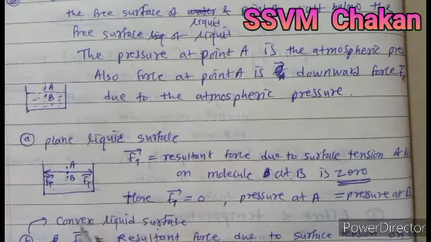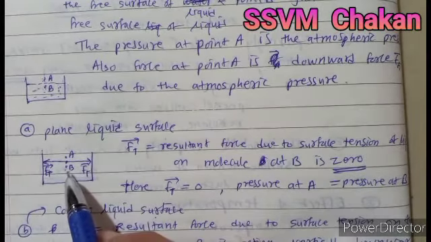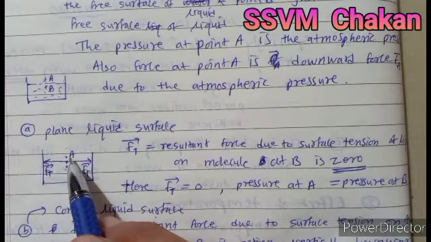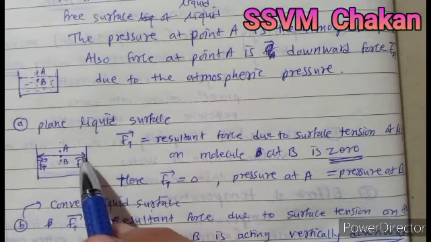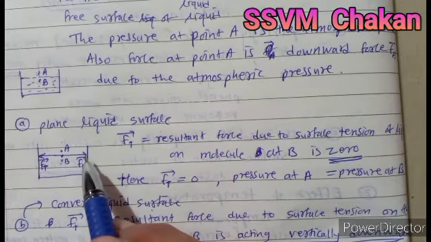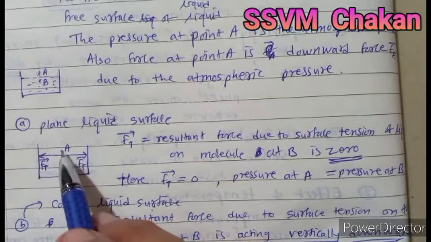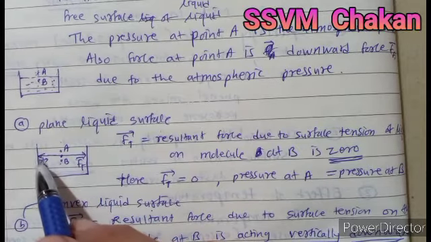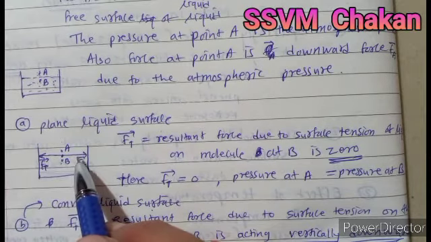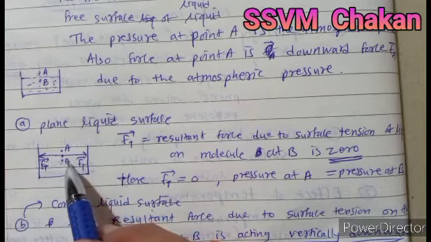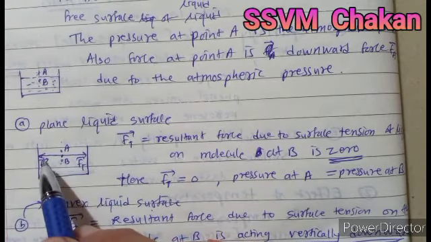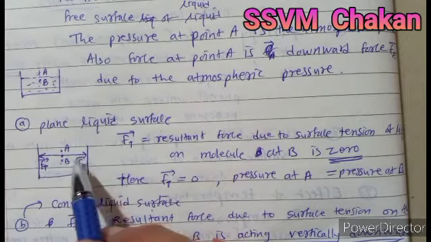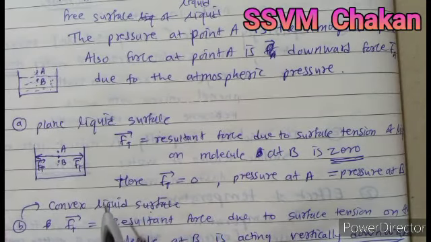so the pressure at B must be equal to the pressure at A, and because of that the liquid surface remains plane in shape. If there is a pressure difference at point A and point B, then this free surface does not remain a plane. In this first case, pressure at A is equal to pressure at B. Because of that, the free liquid surface remains plane in shape.